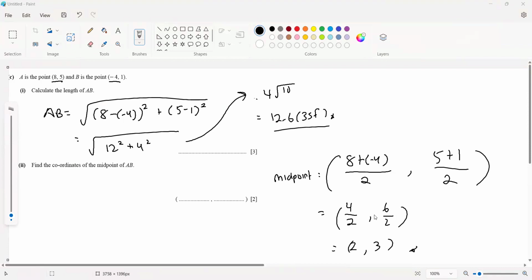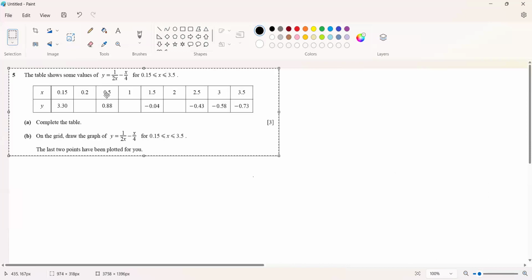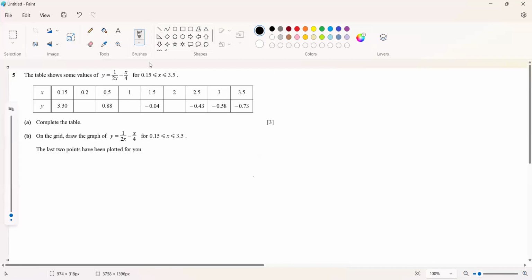Now, in part 5, we are given a plot. Complete the table and draw the graph, right? For here, I will just draw the table on the side first. The rest is all just calculatable. All you need to do is just substitute in the values 0.2, 1, and 2 into your calculator, and then you're good to go already. This is purely calculator work, so I will leave that to you, and I will just key in the values on my end to get the answer.